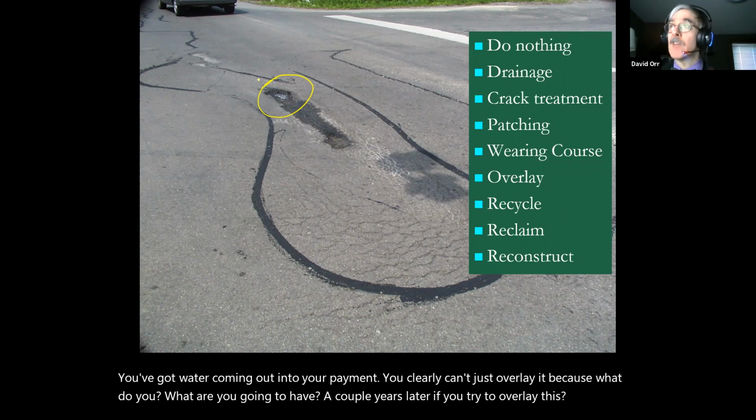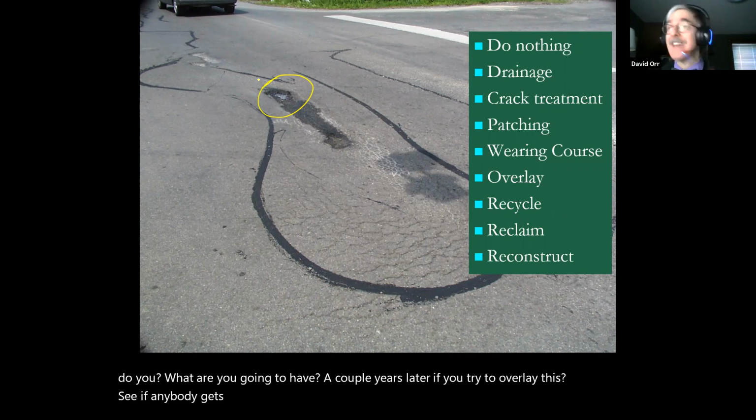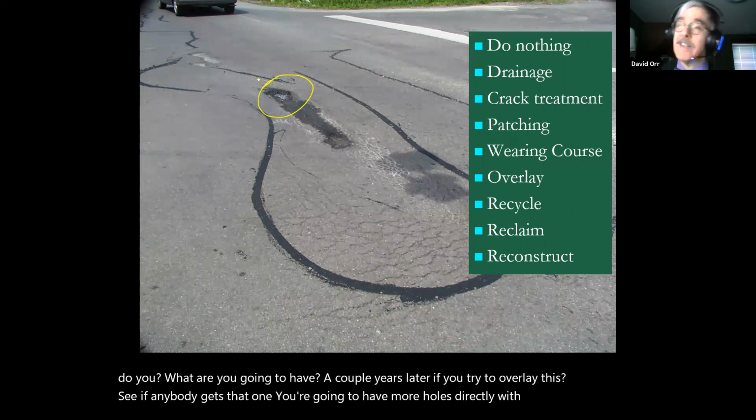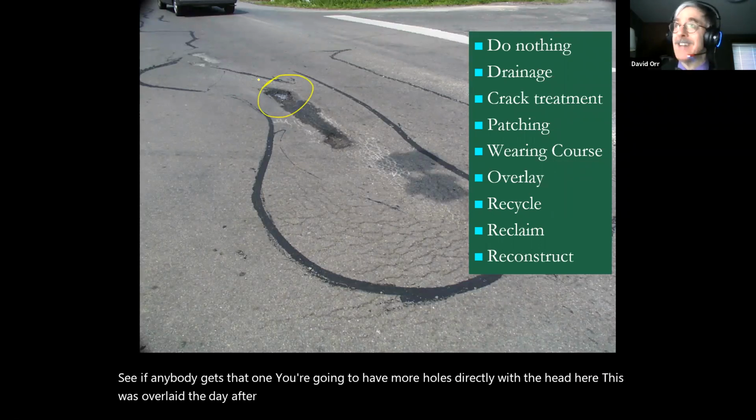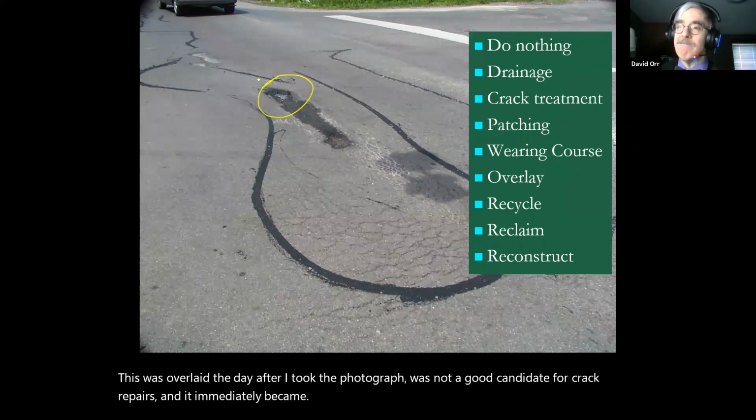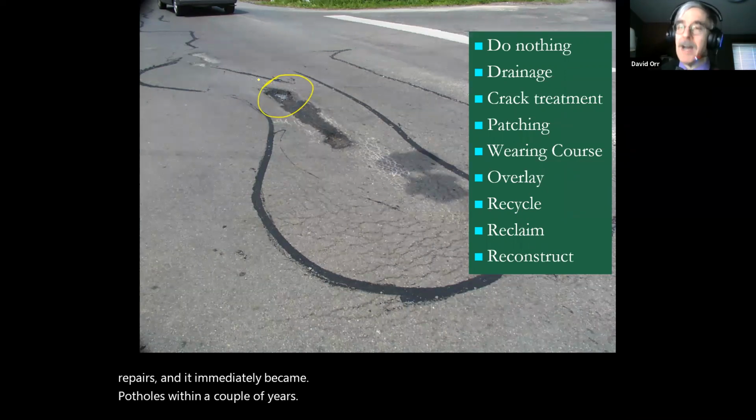See if anybody gets that one. Yeah, you're going to have more holes. That's actually what they had here. This was overlaid the day after I took the photograph. Was not a good candidate for crack repairs, and it immediately became potholes within a couple of years. You really want to box that out, improve the drainage. It's just too late for an overlay, actually.